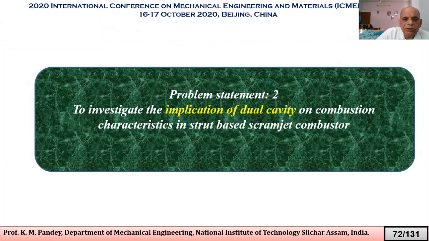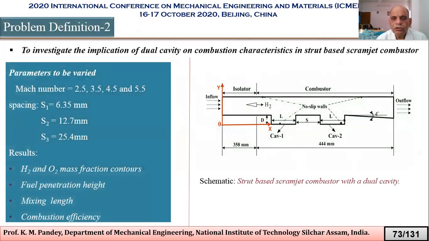This is problem statement 2, what we have done, to investigate the implication of dual cavity on combustion characteristics in a strut-based scramjet combustor. Here we can say again the same diagram, that the strut is there and the cavity is there, cavity 1 and cavity 2. This is the strut-based scramjet combustor with a dual cavity, where the spacings are S1, S2, S3, there are 3 spacings.